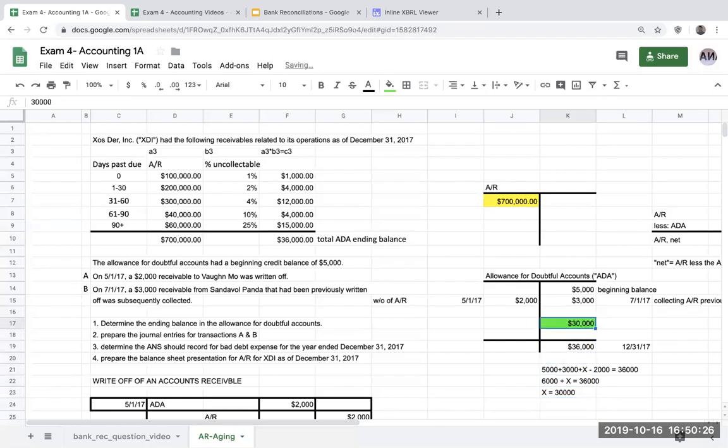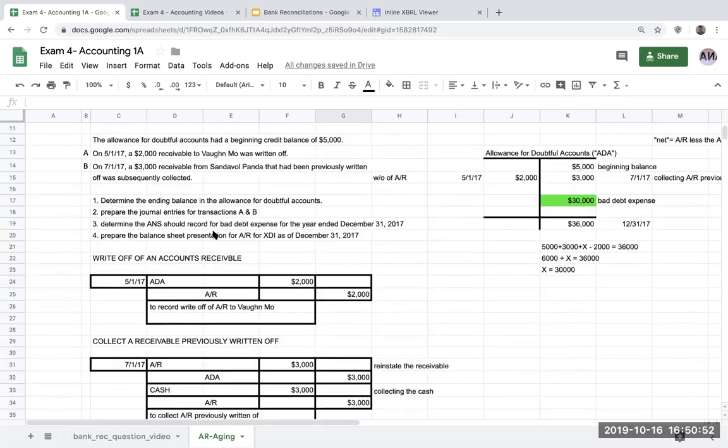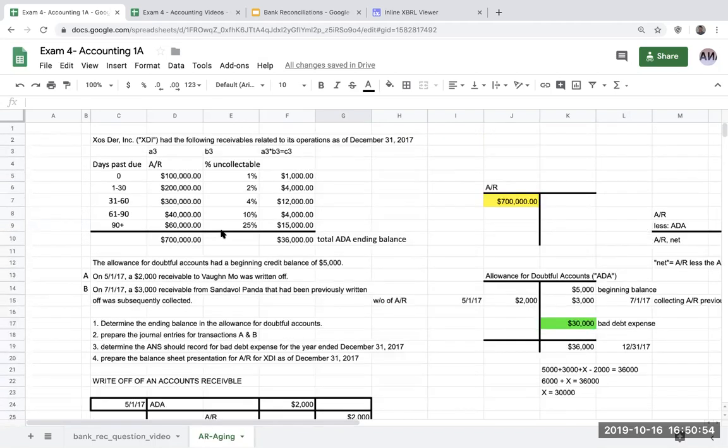And if I think about this here, does 38,000 minus 2,000 give me 36,000? Yes. This is my bad debt expense. And so what I'm going to do over here is credit this for 30,000. Are we good?